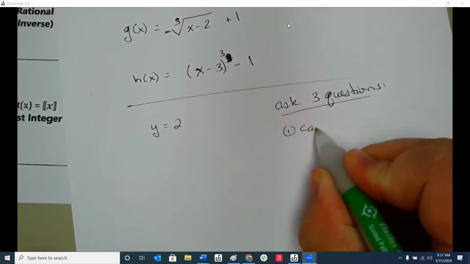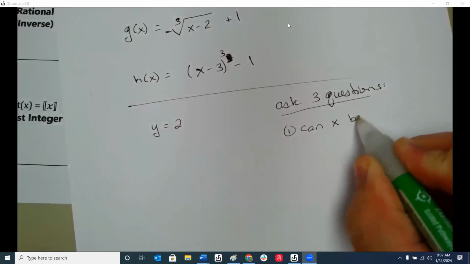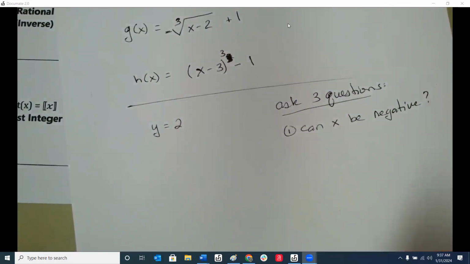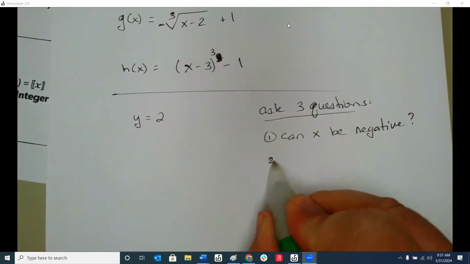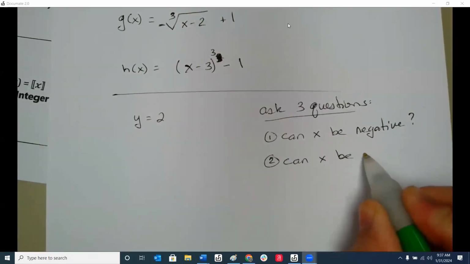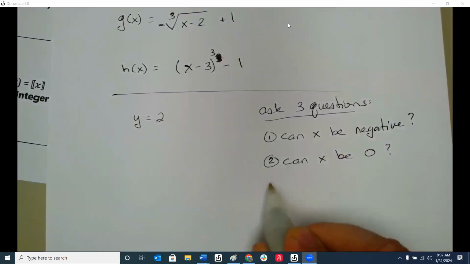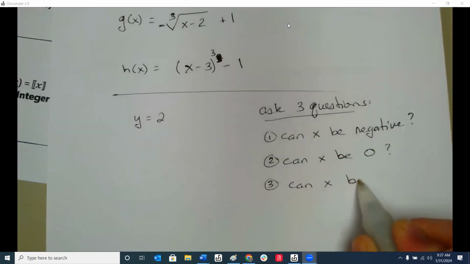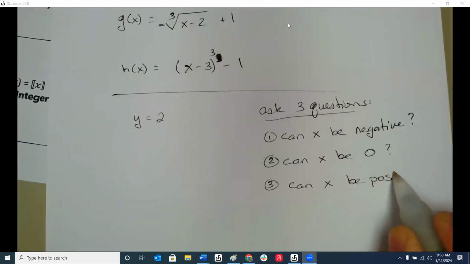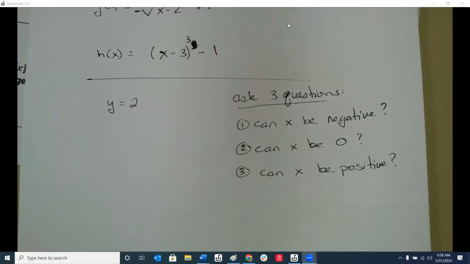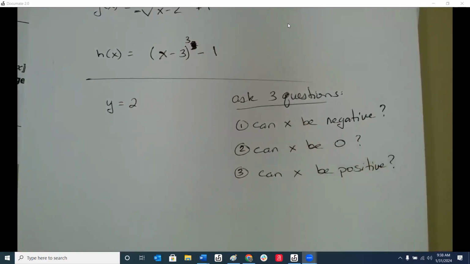One, can x be negative? Two, can x be 0? Three, can x be positive? You notice all these questions deal with x.